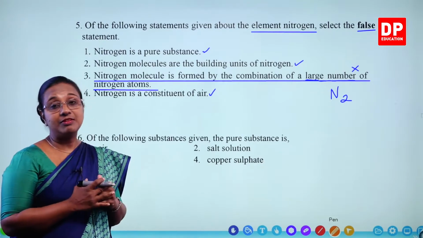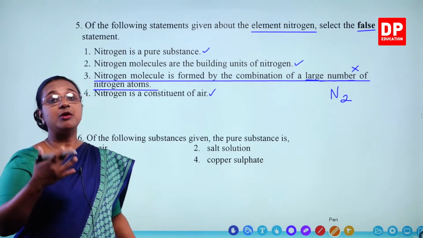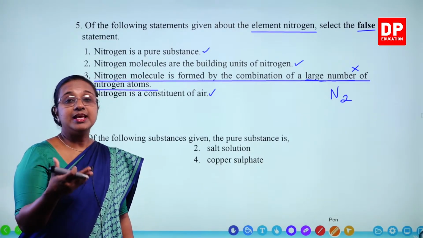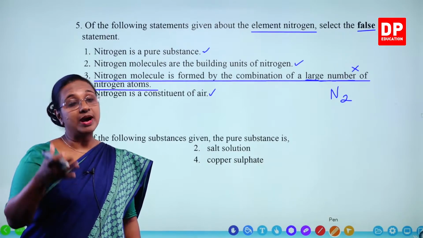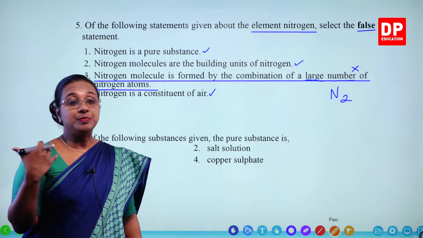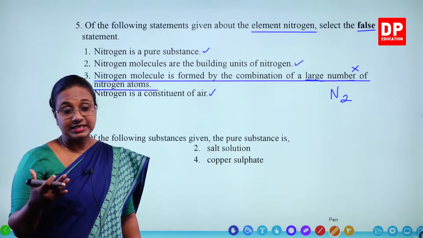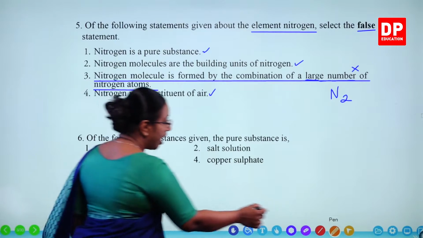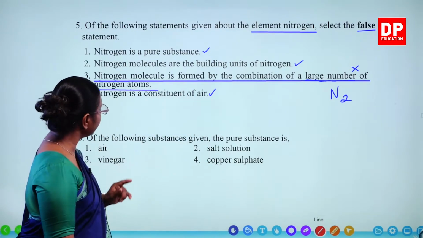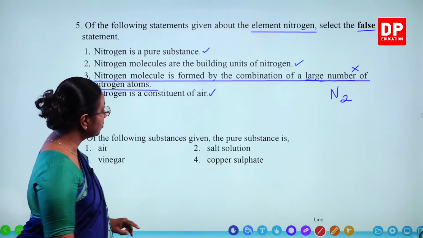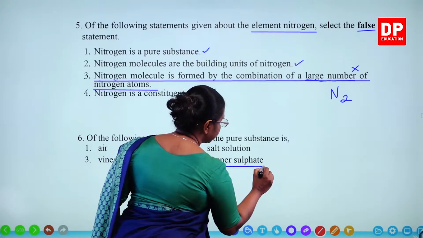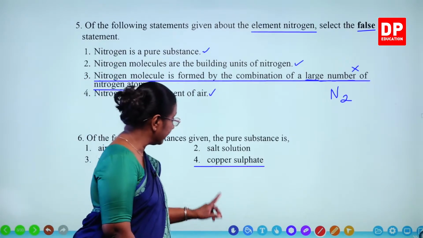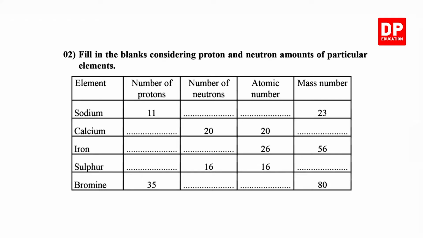But the vinegar that we buy, sometimes you might have heard about apple cider vinegar. So there is an essence, there is a certain flavor or what it was made from. So because of that, the vinegar can contain other components as well. So it will become a mixture. So out of these, of the following substances given, the pure substance is copper sulfate. Is that correct, students? So then with that, I will move on to the next question.